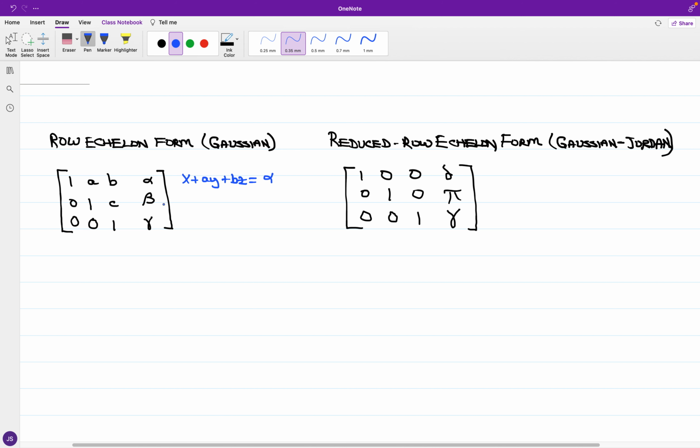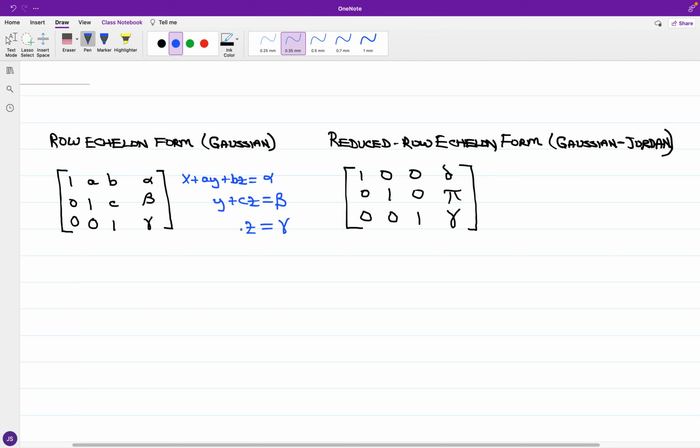And then for the second row, we would have 0, 1, c, in reference to y plus cz, is equal to beta. And for the last row, this would say that z is equal to gamma. And if I were to use back substitution, I could take gamma and solve for y.